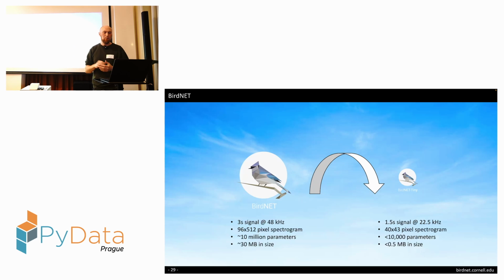BirdNET has roughly 10 million parameters. So it's pretty small already and roughly 30 megabytes in size. And now we're going to 1.5-second signals sampled at a lower sample rate, only 40 by 43 pixel spectrograms, and less than 10,000 parameters, and less than half a megabyte in size to fit on these tiny microcontrollers that are super power efficient. So thinking about billions and billions of parameters in these large language models, we're talking about less than 10,000 parameters.